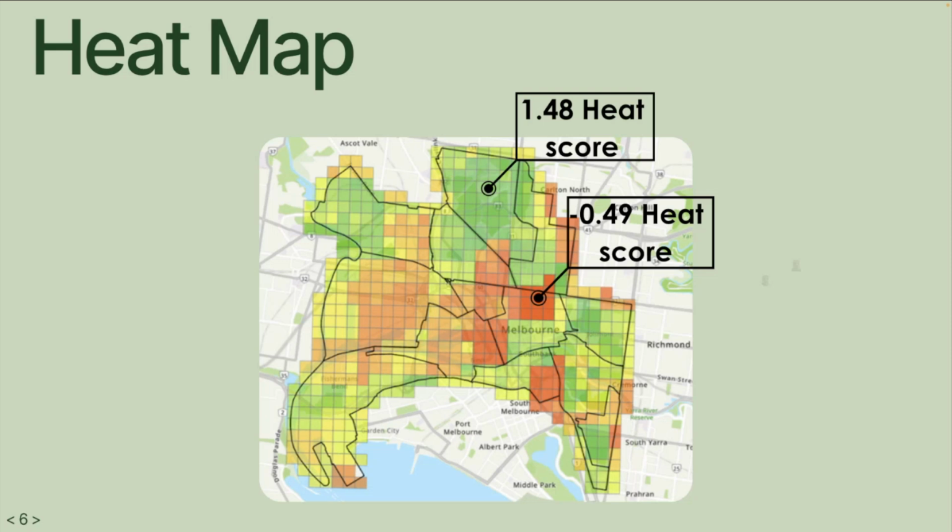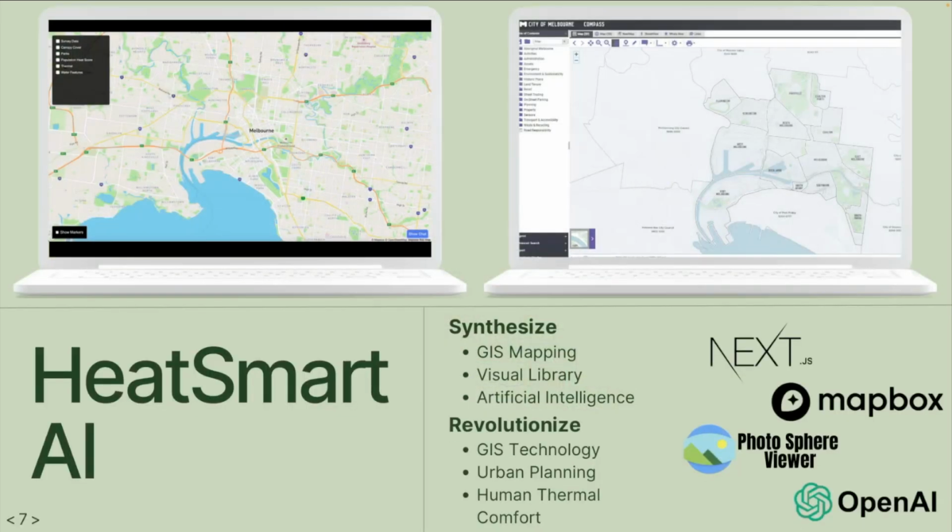All of our GIS map analysis can be brought together in our web application, HeatSmart AI. HeatSmart AI, pictured on the left, is a tool we've created to synthesize our GIS map layers, our dynamic visual library, and modern artificial intelligence. It perfectly complements the City of Melbourne's current software, Compass, which is shown on the right. By fusing these technologies, we're making strides towards revolutionizing geographic information system software and the urban planning industry, resulting in improvements in human thermal comfort.